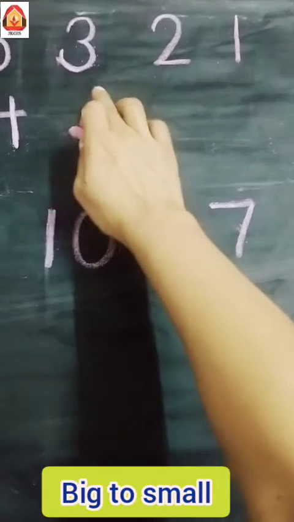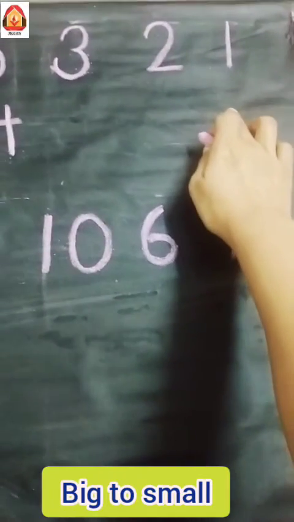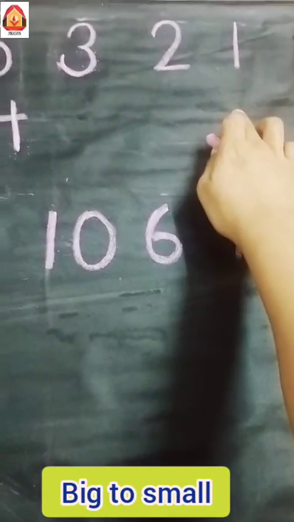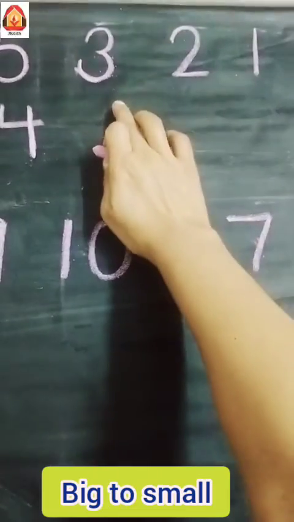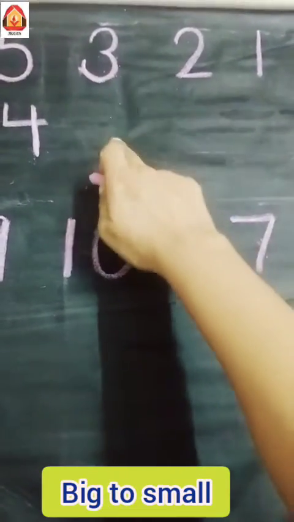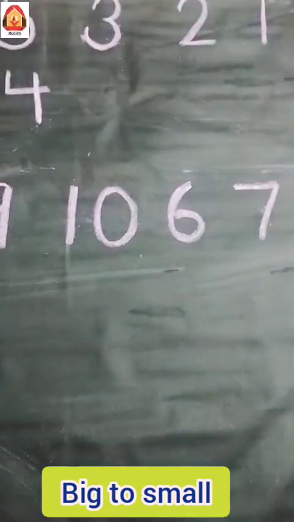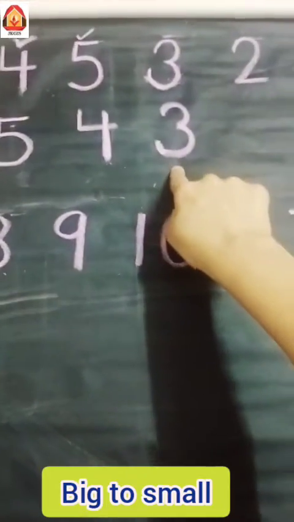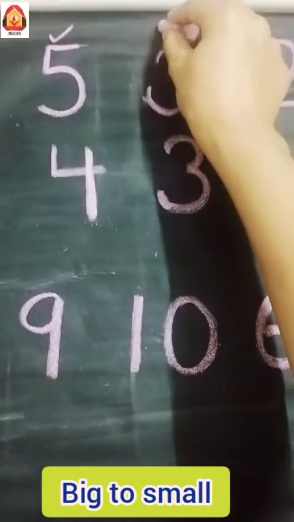Now you will have to tell me which is bigger one among these numbers. So which is bigger one? It's 3. So I will write 3 here. Okay, so I have written 3 here, so I will mark 3.